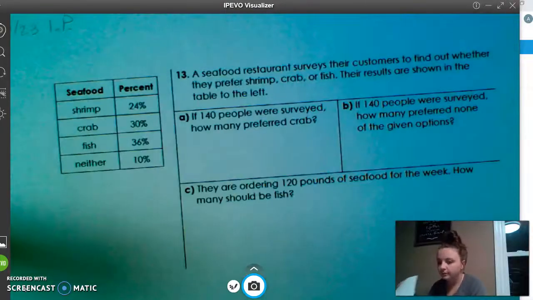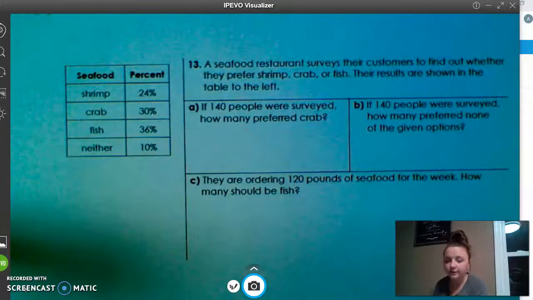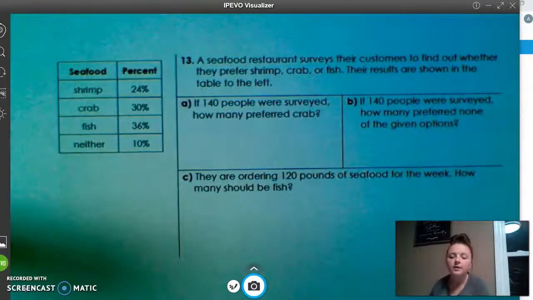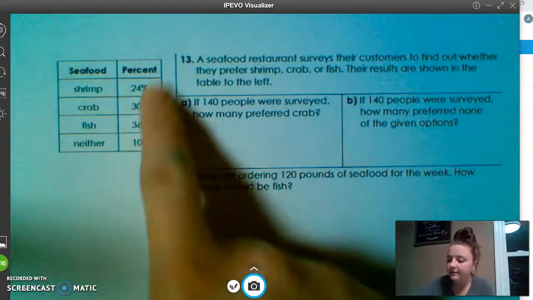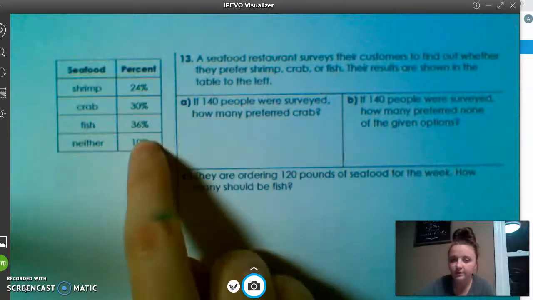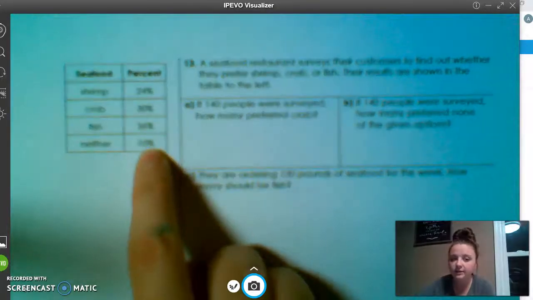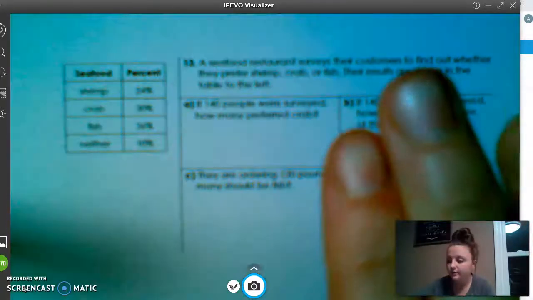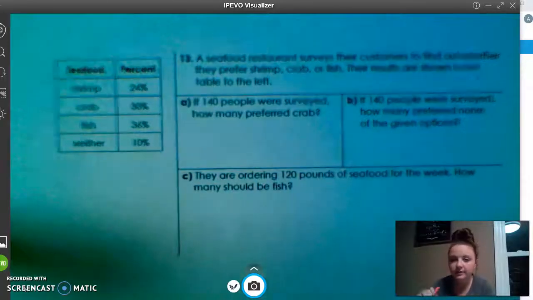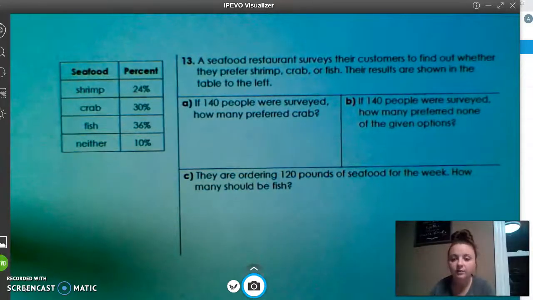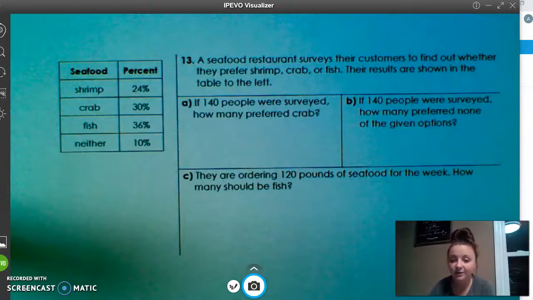Moving on, this is your homework. It's another table example, but look, it's got percents in the table, okay? So it's just like what we did, okay? If you have any questions, please reach out to me, okay? Before you click that show answer button.